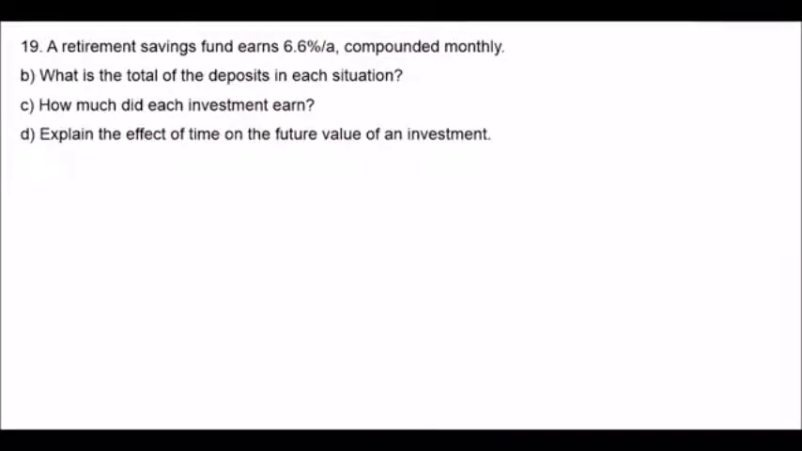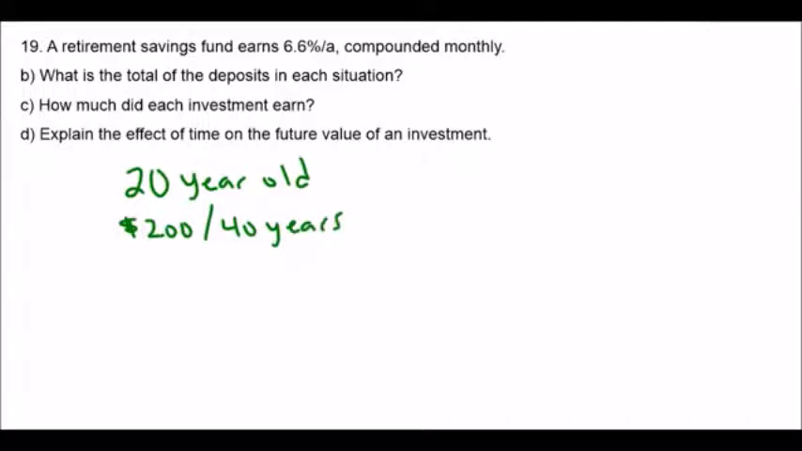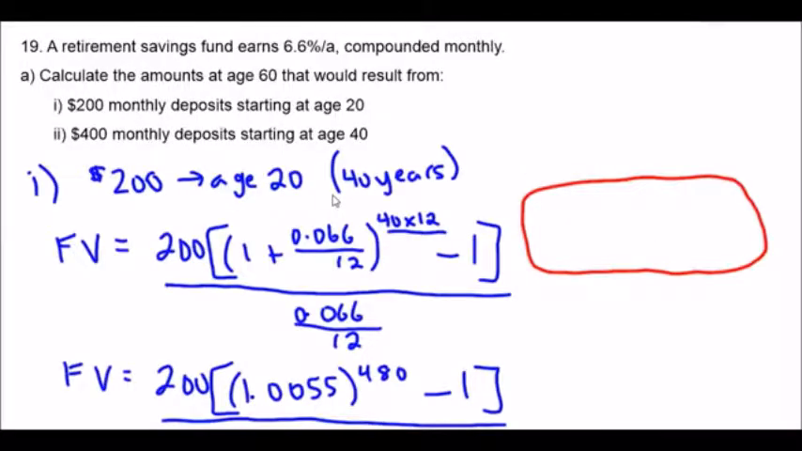So here's part B. What is the total of the deposits in each situation? Let me just recopy from the other page. We're going to pretend that there's a 20-year-old who makes $200 deposits for 40 years. And then over here, we have a 40-year-old who makes $400 deposits for 20 years. And I'm going to go back and figure out what the total amount of those investments were.